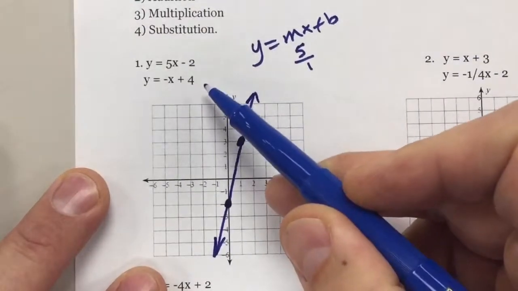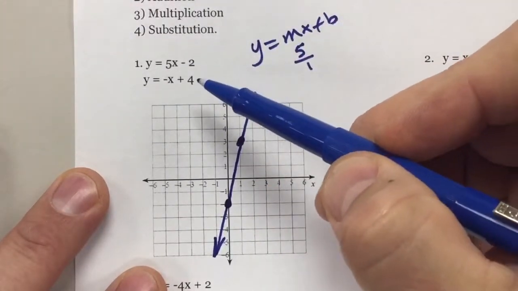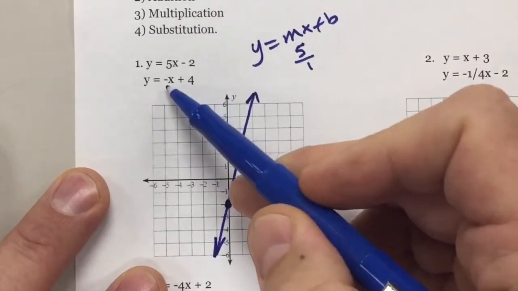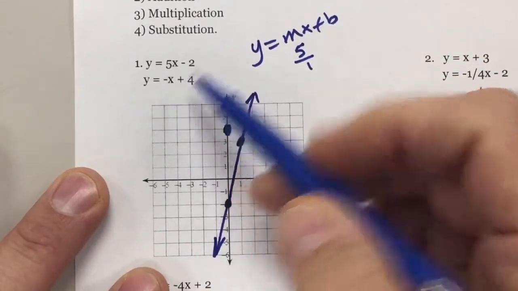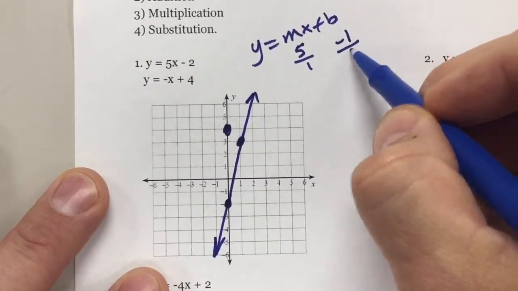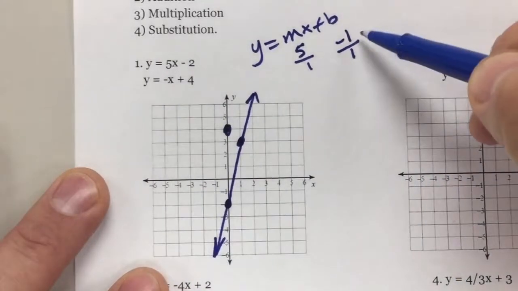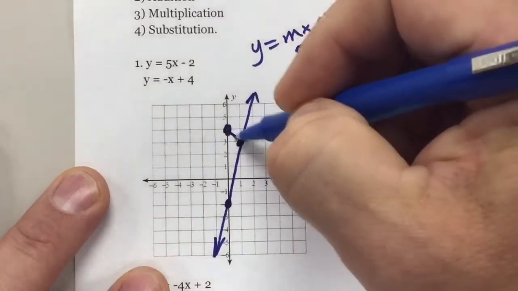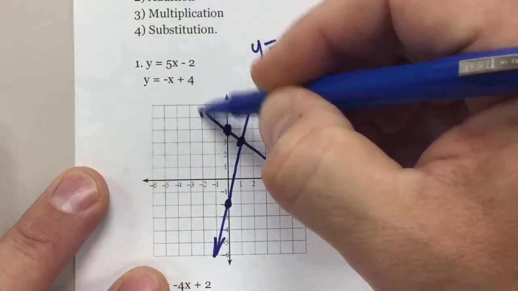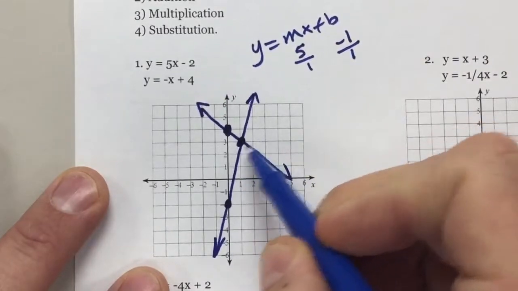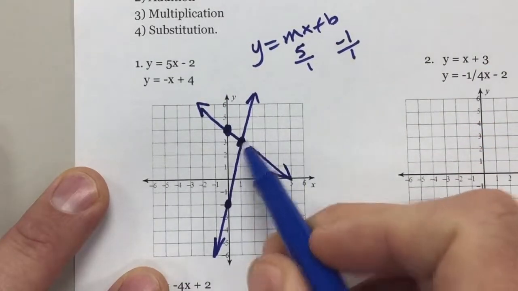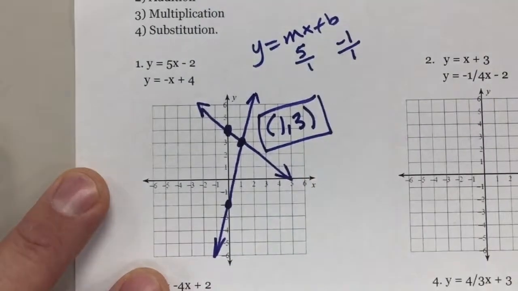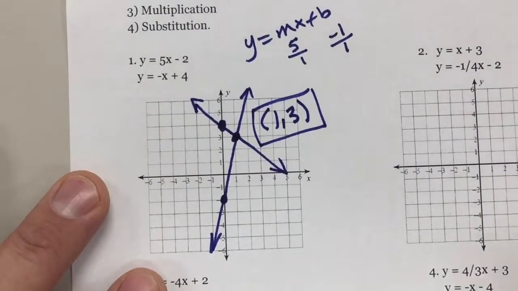And now I'm going to graph the second equation. This one has a y-intercept of 4, so I start at 4. And the slope is -1. And again, when it's just a single number, I put it over 1, which means I go down 1 over 1. Down 1 over 1. So that's the second line. And you'll notice they do cross right there at 1, 3. So that is the solution to this system of equations.